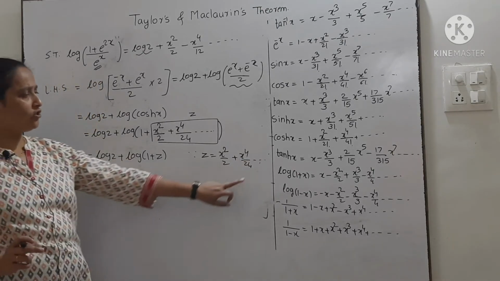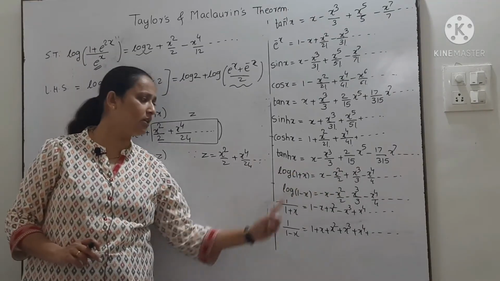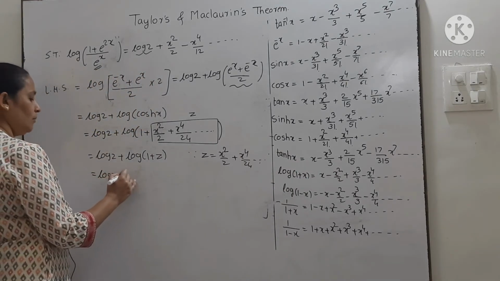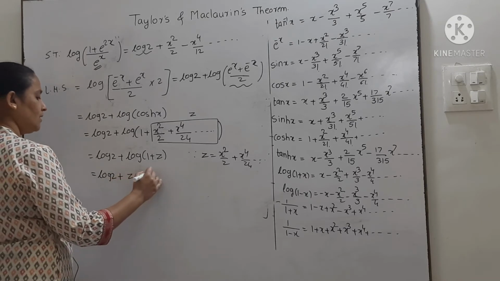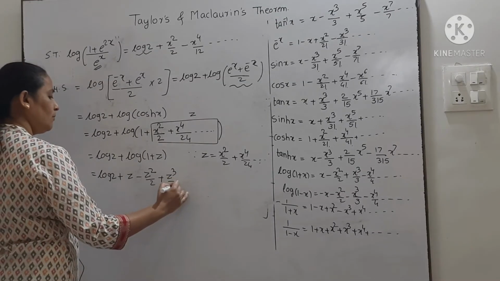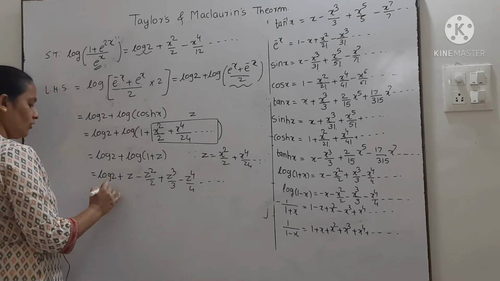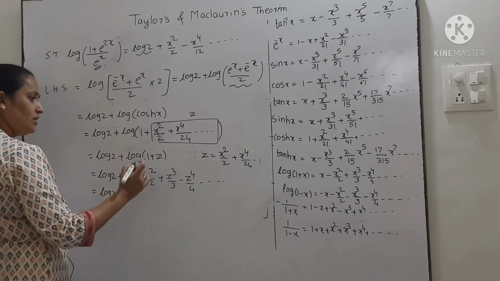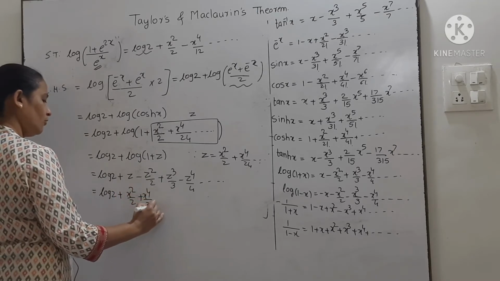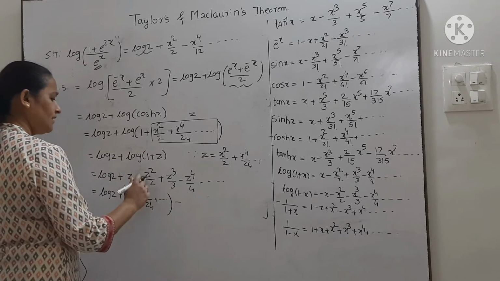Again we know the expansion of log of 1 plus x, that is x minus x square upon 2 plus x cube upon 3. If I use this expansion here, it is log 2 plus z minus z square upon 2 plus z cube upon 3 minus z raised to 4 upon 4 and so on. Now we'll substitute the value of z. That is, log 2 plus, what is z? x square upon 2 plus x raised to 4 upon 24, and so on. This is the value of z, minus z square upon 2.